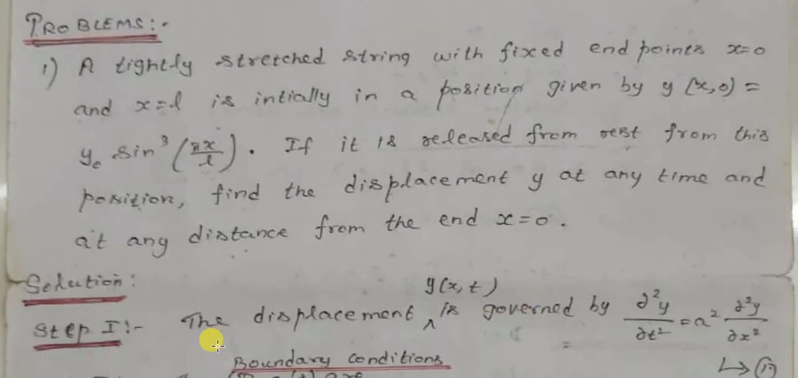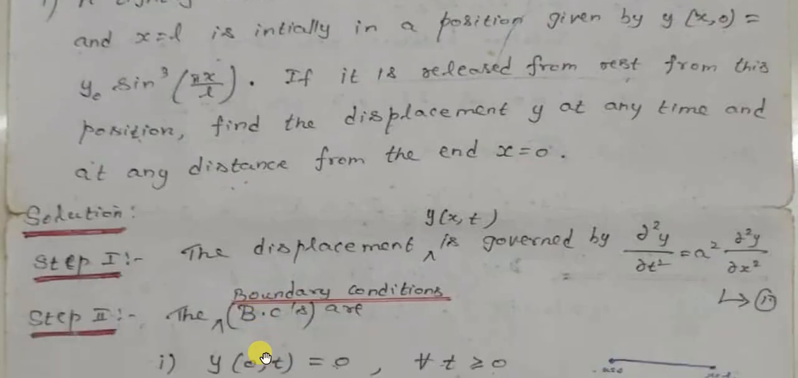Step 1. For the entire unit, we are going to write the solution in these steps only: step 1, step 2, step 3. It is similar for all the examples, only the boundary conditions and initial conditions vary. So in step 1, we have to write the governing equation of transverse vibration of an elastic string. The displacement y of x comma t is governed by the one-dimensional wave equation.